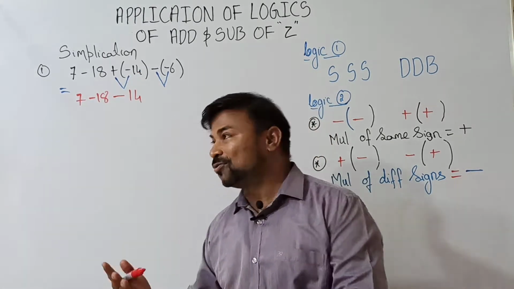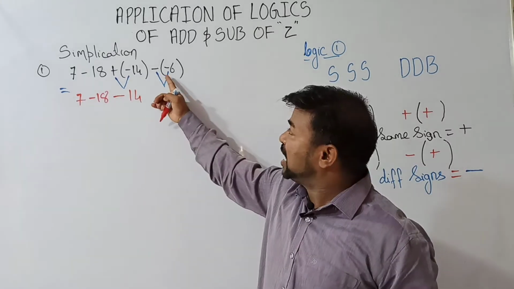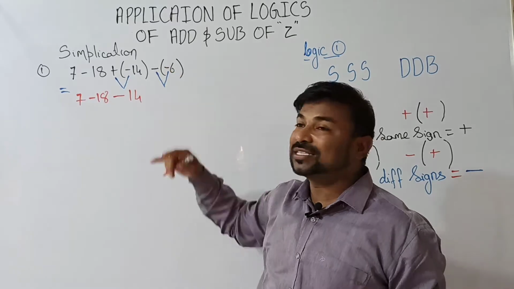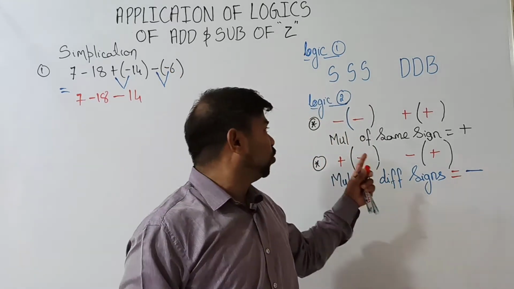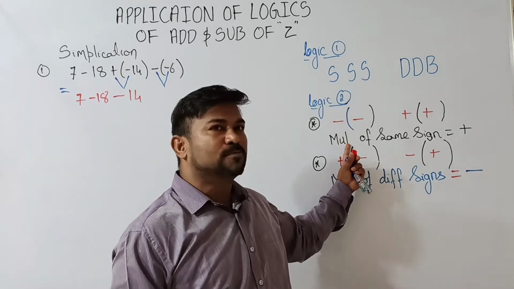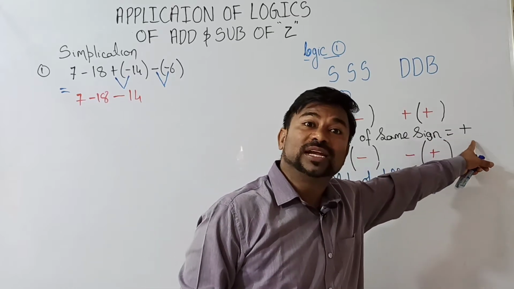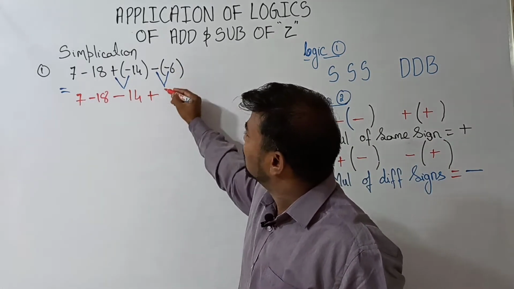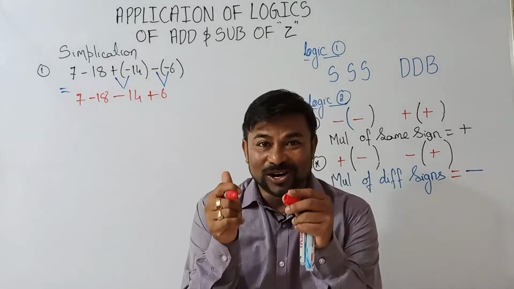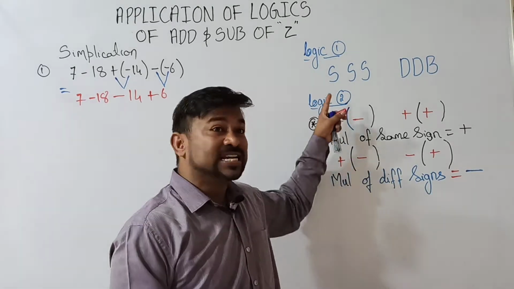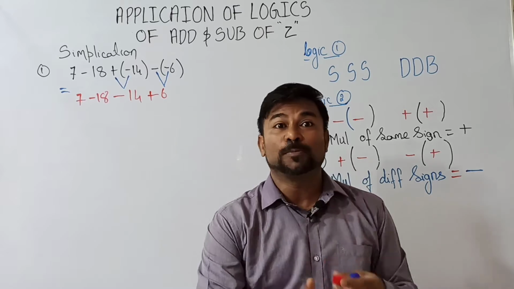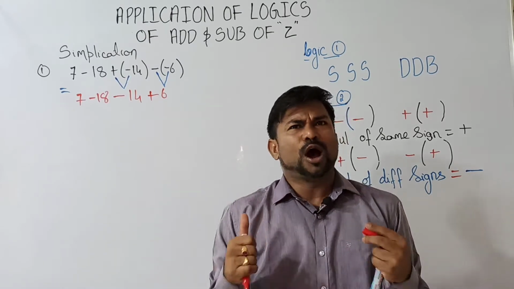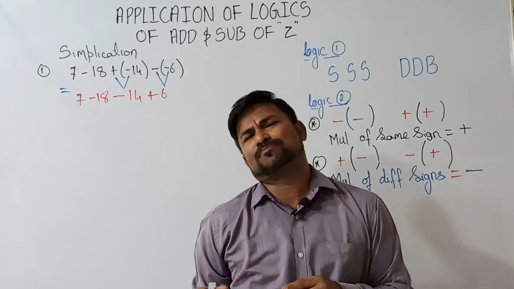Now let us come back to this one. Again multiplication: at the back we are having one negative sign, in front we are having one negative sign. So we are having same signs. If you multiply same signs, what are we getting? We are getting plus. So bring that plus down and the number is 6. So what did we do? We applied the second logic and multiplied the signs, not the numbers. You have to remember.